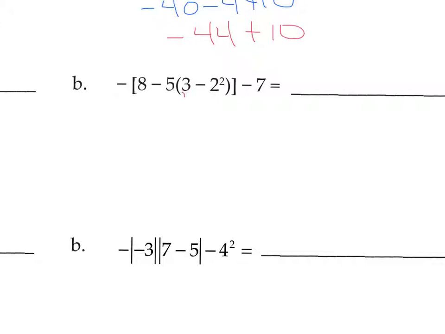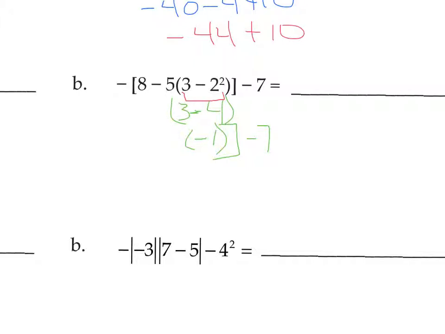So inside here we have an exponent and a subtraction. This square is only on the 2. It's not on this negative sign because the negative is not held in. So this is 2 squared, which is 4. The negative sign is there in front. So in this parentheses we have 3 minus 4, which is negative 1. Replace the brackets. We still have a negative 7 out here.